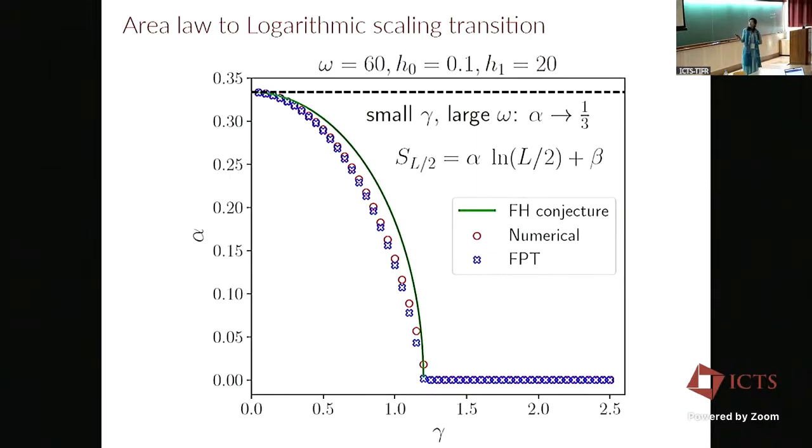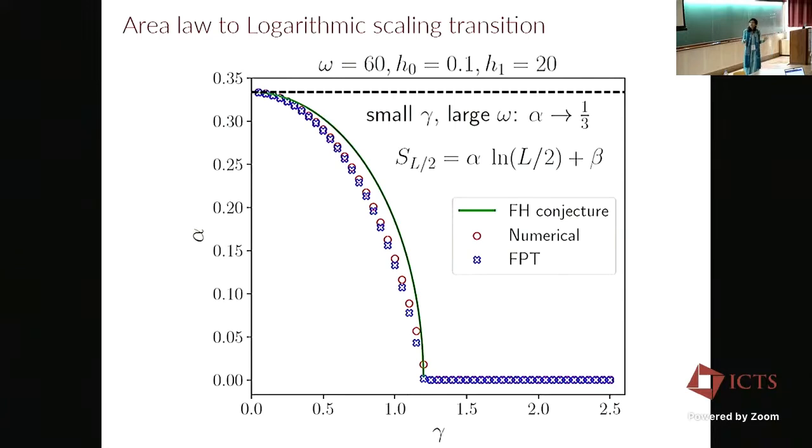So here is the half chain entanglement entropy as alpha log L by 2 plus beta, and if you see alpha as a function of gamma, you can clearly see there is an entanglement scaling transition from a logarithmic to area law as you increase your dissipation rate gamma. And the different symbols here: one is the exact numerics calculation.